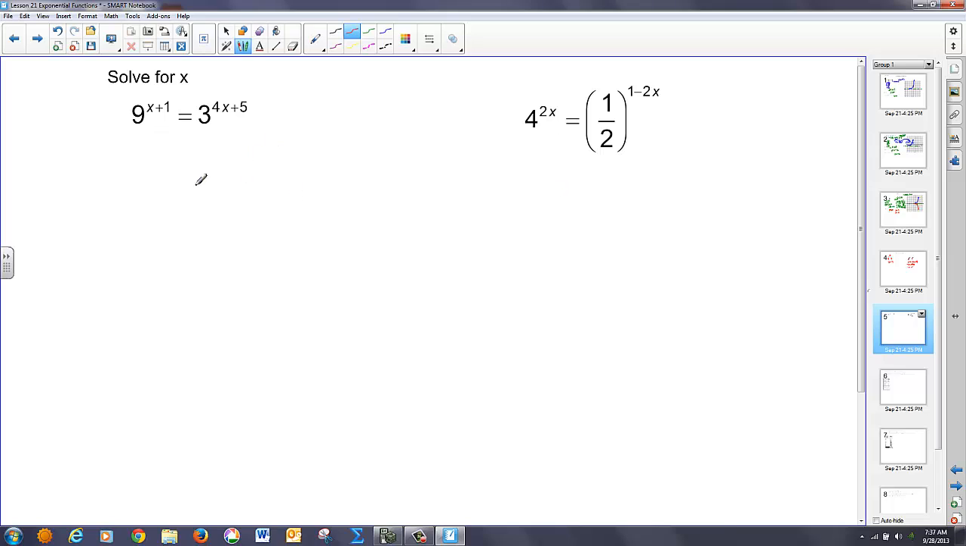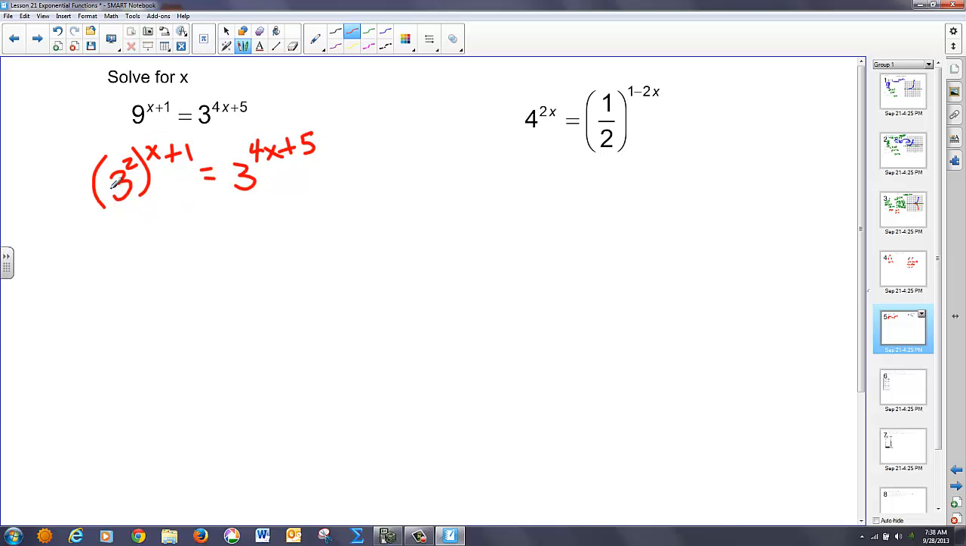So now in the next two cases, our base values aren't the same. However, we can make one of these numbers look like the other without changing its value. Now a lot of people will always go, well, 3 squared is 9. But if I make this 3 squared, I'm changing the value of 3. Whereas if I say, well, hey, 9 is 3 squared, I haven't changed the value of 9. And that's raised to the x plus 1 is equal to 3 to the 4x plus 5.